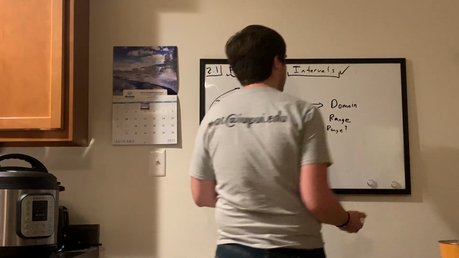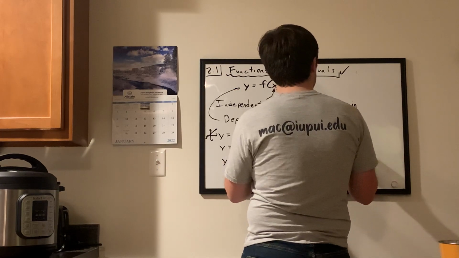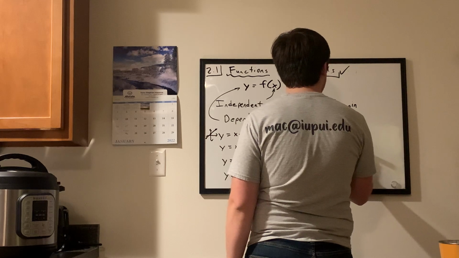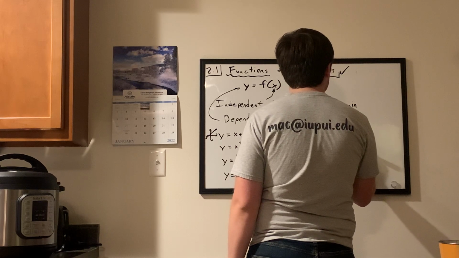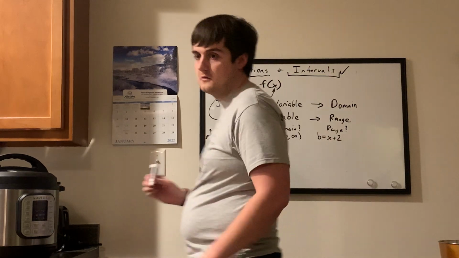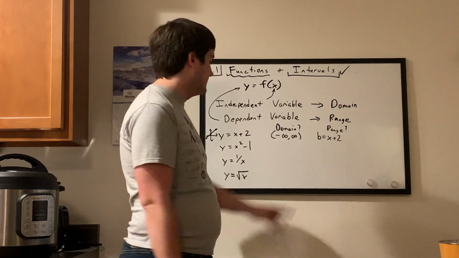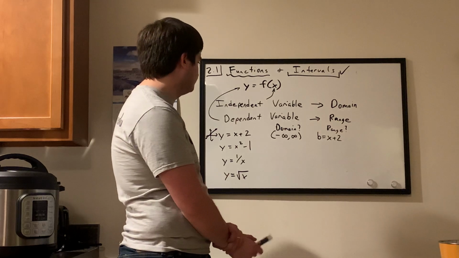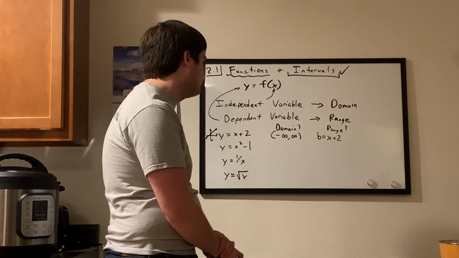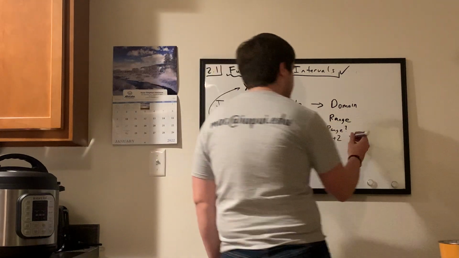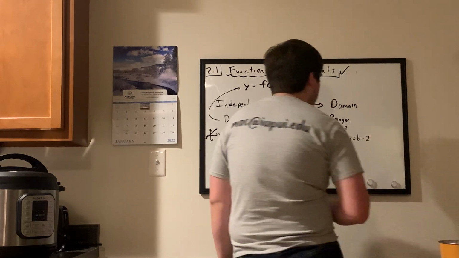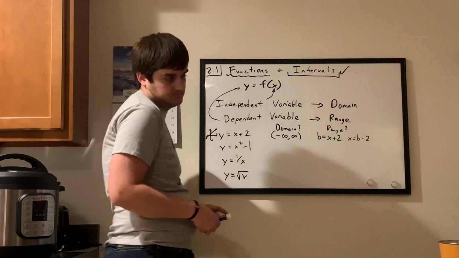Okay? So we want y to be b. The question I need to ask is, what does x need to be to give me b? Well, that's pretty easy, right? X just needs to be b minus 2. Great.